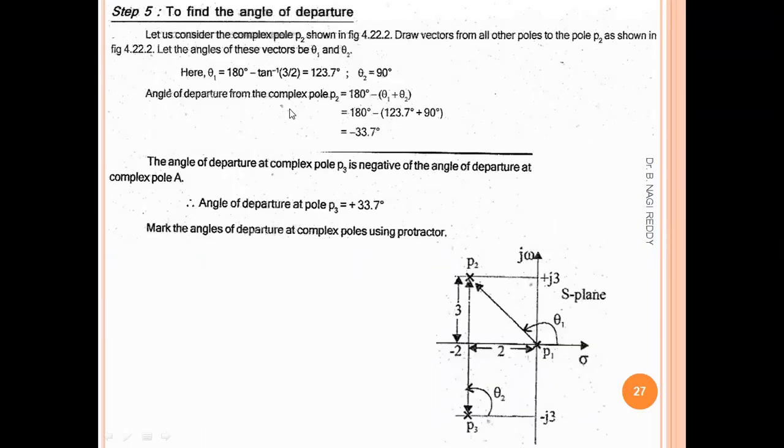Coming to step number 5, we have to find the angle of departure and angle of arrival. So what is angle of departure and what is angle of arrival? See, the angle of departure will be calculated for poles. Departure is for poles. Arrival is for zeros. Right? Remember that.